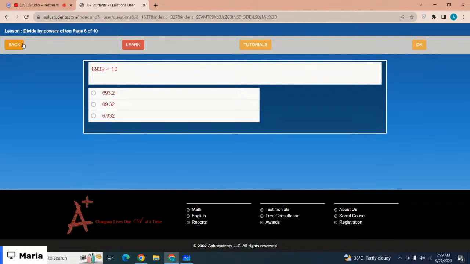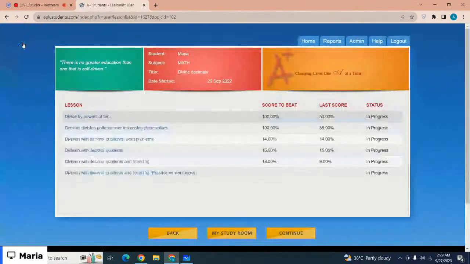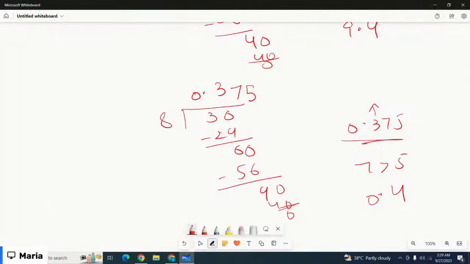Okay, you can complete the lesson by yourself later today. Just look at the board. 8 divided by 10, right? That means you have only one zero. You have to move one place left. So the decimal point is like this right now. You have to move one place left. It would be 0.8. The correct option is 0.8.